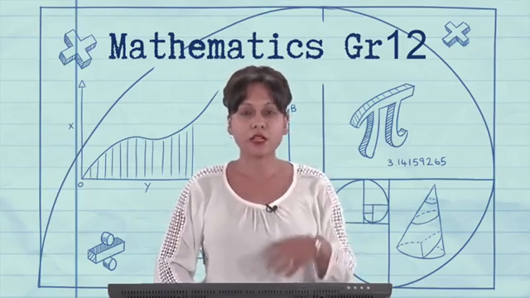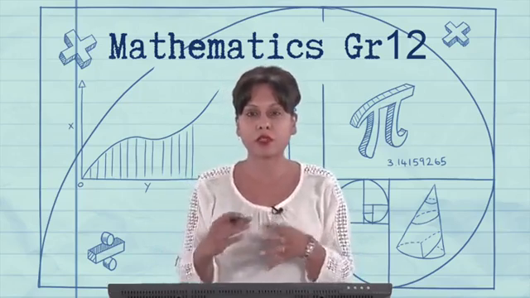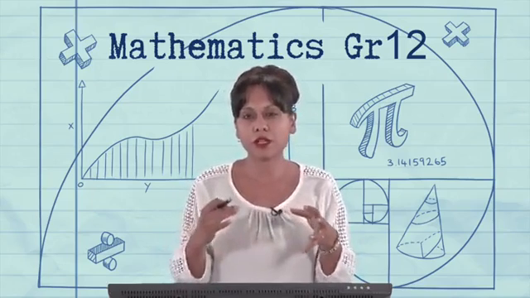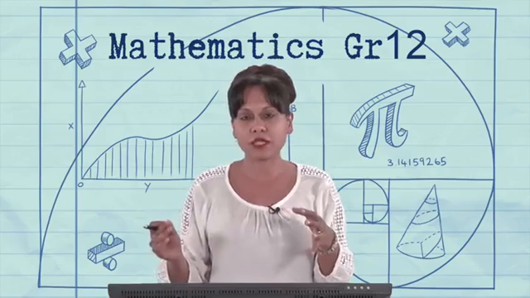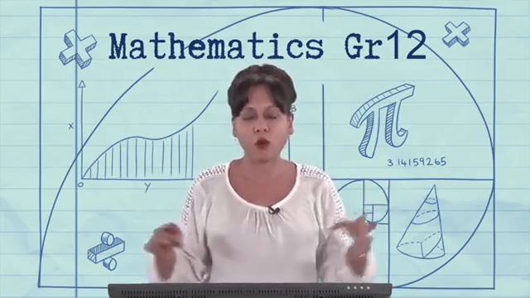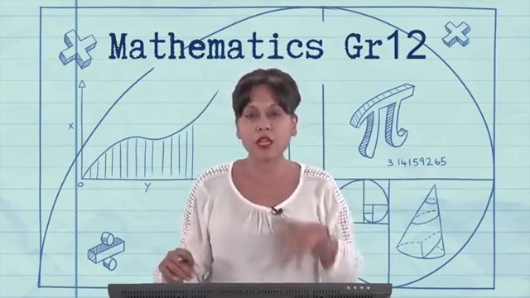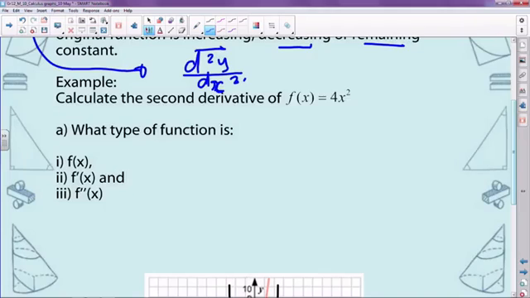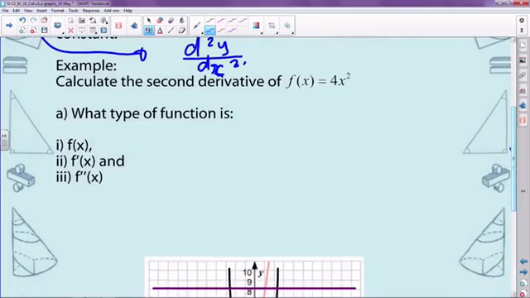All right, guys, so we're going to now go through this process of working out the second derivative, and more importantly, I want to look at how the second derivative, the first derivative, and the function itself are all related to each other, okay? So you were given this example to consider where you had to calculate the second derivative of the function f of x is equal to 4x squared.